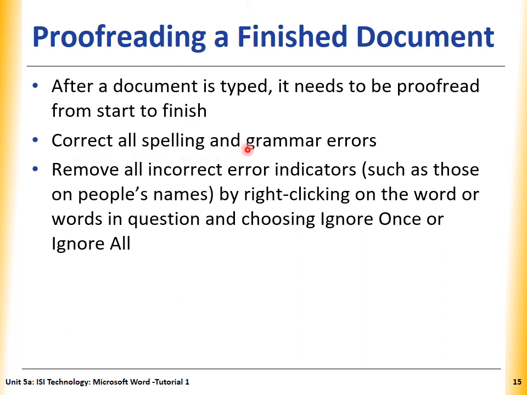Correct all spelling and grammar errors. Remove all incorrect error indicators, such as those on people's names, by right-clicking on the word as I told you before, or words in the question, and choosing Ignore Once, or Ignore All if I want to ignore all the mistakes. But don't do that, because we need to fix our mistakes, not ignore them.